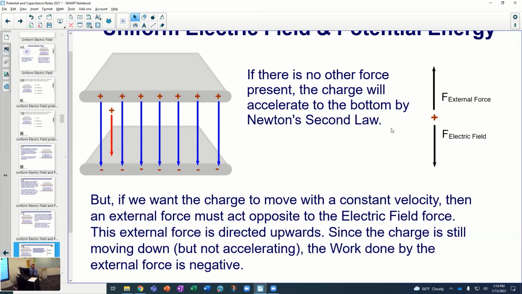Against. Since the external force is upward, it's doing negative work on the downward moving charge, right? It's just that it's moving downward at a constant velocity. How about the field? What kind of work is the field doing? Positive work, because it's pulling it down and it's moving down. Okay, they're in line with each other. So the external force is doing negative work, but the field itself is doing positive work. There's no acceleration, and there's no net force.